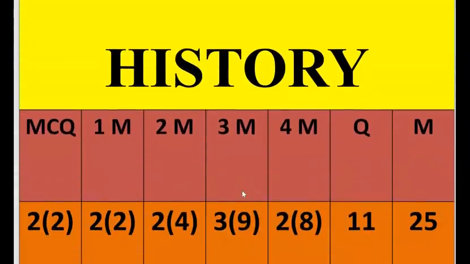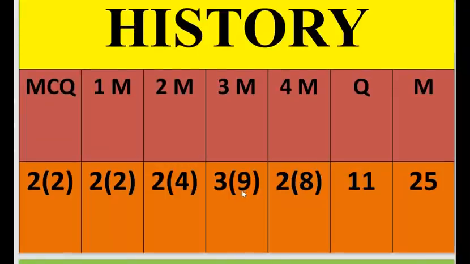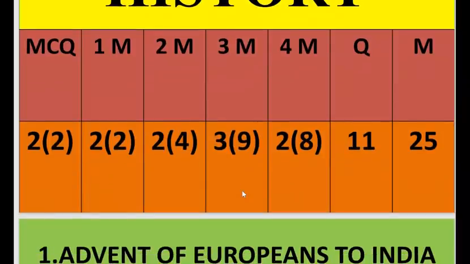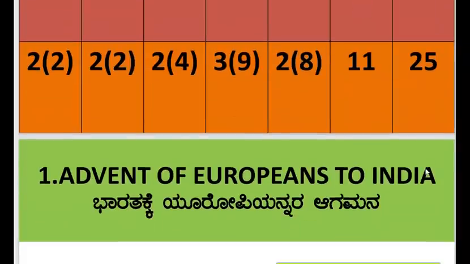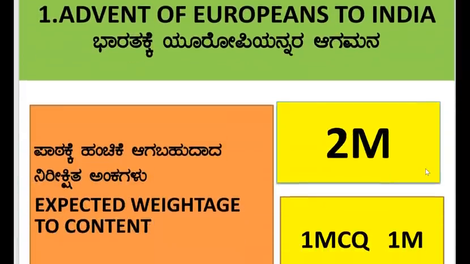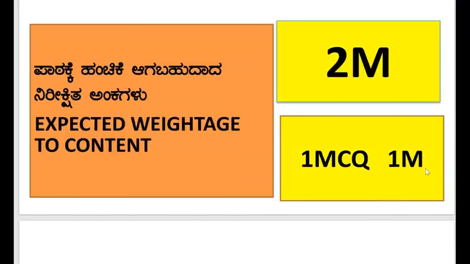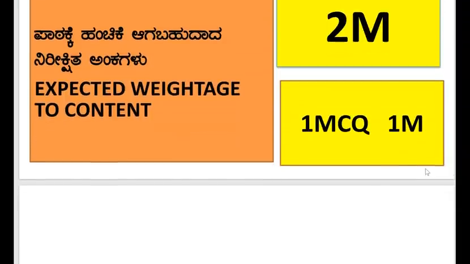Now history is as follows. In MCQs you can expect 2 questions. In 1 mark, 2 questions. Okay. 2 marks, 3 marks, 4 marks. So altogether 11 questions, total marks 25. First chapter, Advent of Europeans to India. Expected weightage is 2 marks. 1 MCQ and 1 mark 1 question can be asked.